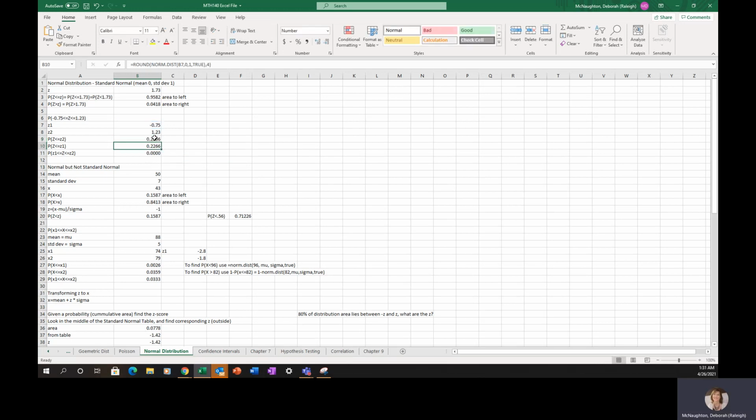Okay, and what this gives me here is the probability that Z is less than negative 0.75. That's because this is, again, the area to the left.